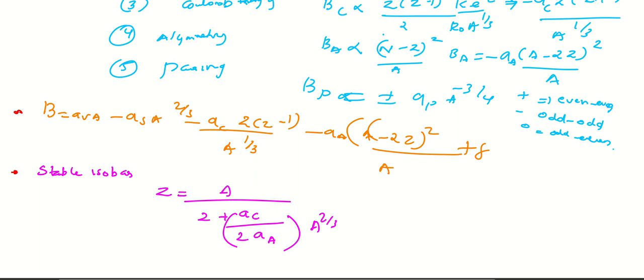Here a means the constant of asymmetric, a into A raised to 2 by 3, that is the mass number all raised to 2 by 3. So Z is equal to A divided by 2 into 2 plus Ac divided by 2 into a, all multiplied by A raised to 2 by 3. Okay, so you have understood the things.